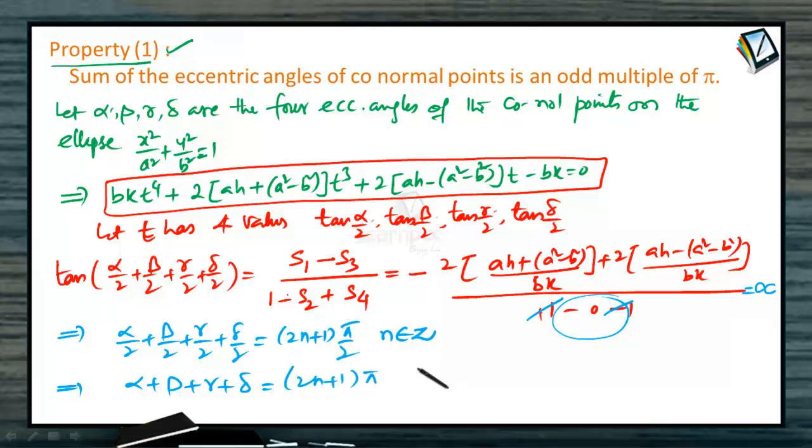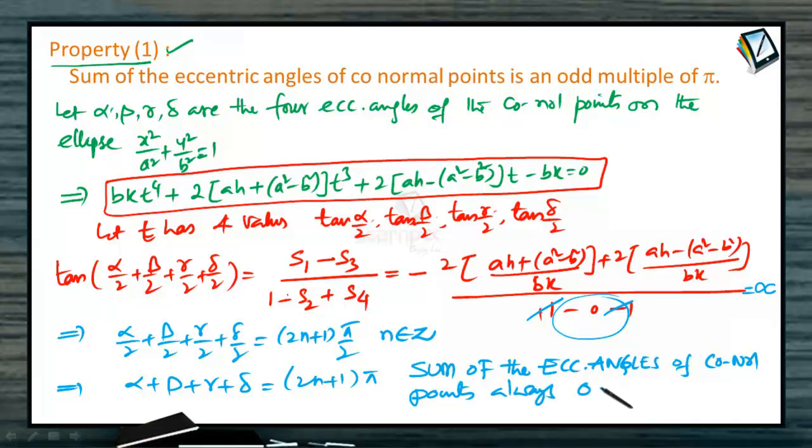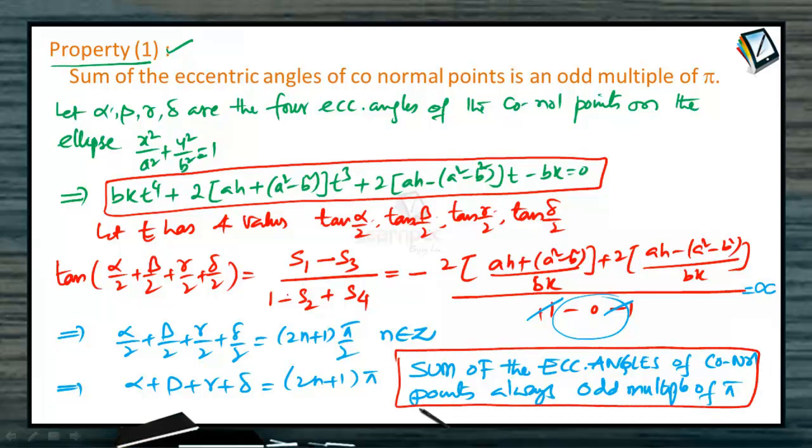Therefore we conclude that the sum of the eccentric angles of conormal points is always an odd multiple of 180, that is pi. Therefore what we have proved as the property is that the sum of all the eccentric angles of conormal points on an ellipse is always an odd multiple of 180.